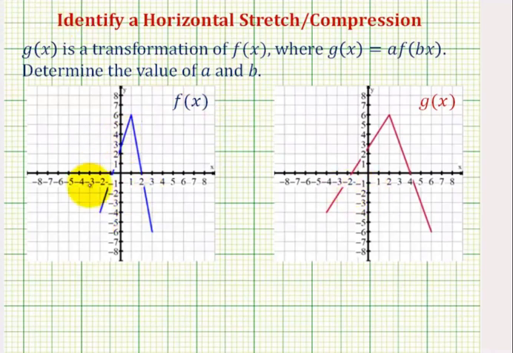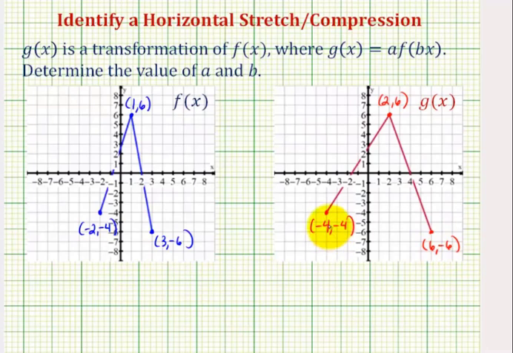So let's find the coordinates of these 3 points for f of x, and then these 3 points for g of x. So for f of x, this point here has coordinates (-2, -4). This point has coordinates (1, 6), and this point has coordinates (3, -6). And then for g of x, we would have (-4, -4), (2, 6), and (6, -6).